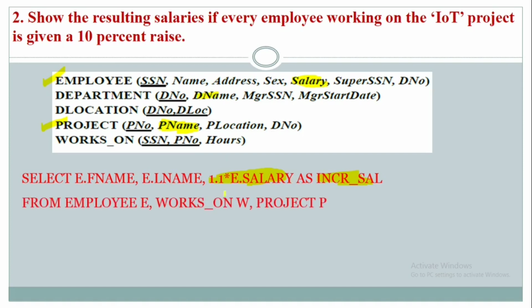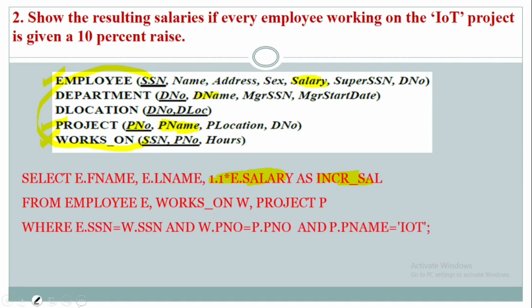Okay, next is from employee, works on, project. Yes, I need works on also, because I'll be combining it. I need to know whether the employees are working or not, and I need to map. As you can see in works on, we have SSN and project number. So I'll be joining employee and works on using SSN, and then combining it with the project using project number.